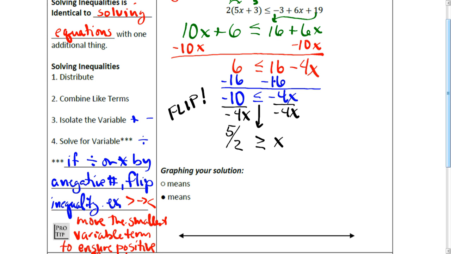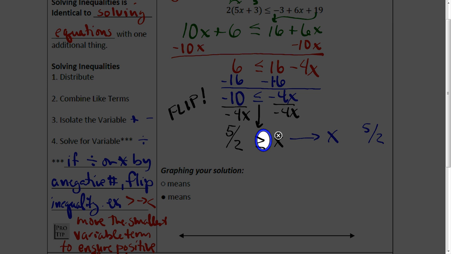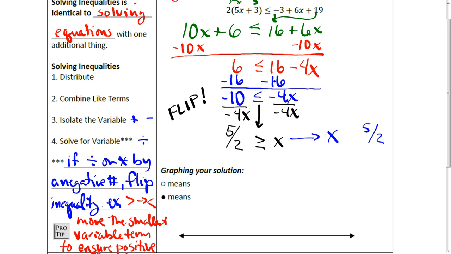The one thing you may need to double check is, like on a multiple choice test, or if your teacher would like you to write the variable first. You're going to go ahead and write the x in front of the 5 halves, and then just remember, good old Pac-Man over here is heading towards the 5 halves. So that means that over here, this one is also going to go to the 5 halves. And there's your answer. Congratulations.